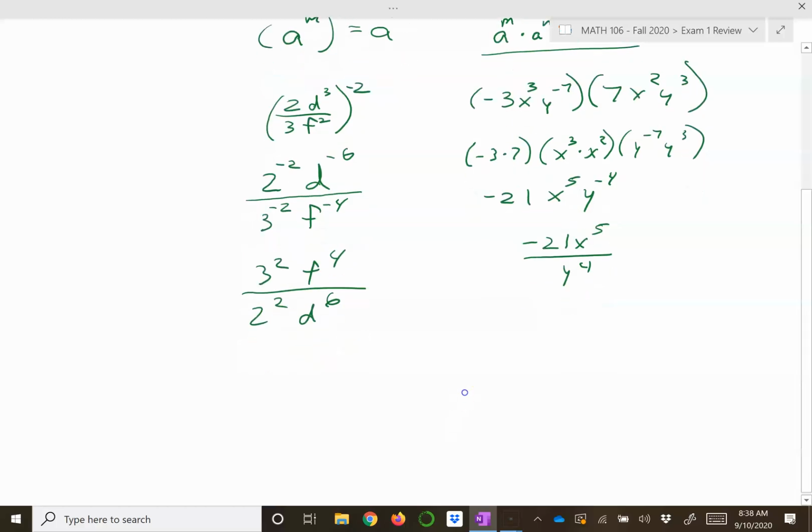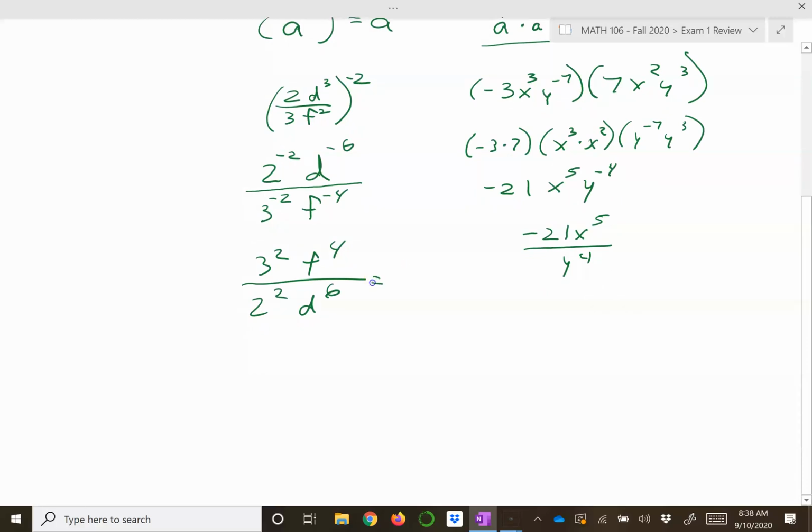And then the only thing left to do, and I'll just put it next to it, is to evaluate the integers. You could have done that earlier if you wanted to, but I was just trying to show you how I'm thinking about how I solve these problems. So that'll be 9f to the 4th. By the way, if I make a mistake, just yell it out. It's fine. Over 4d to the 6th. So that would be that answer, okay? That's the thought process about how I go to solve those types of problems.